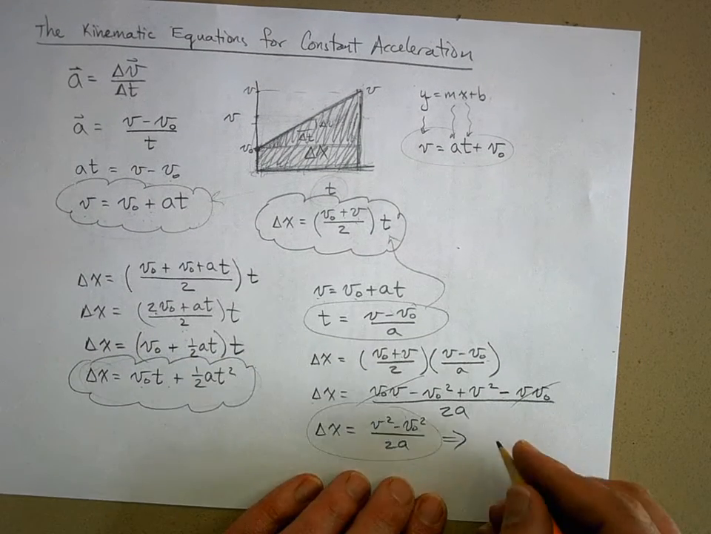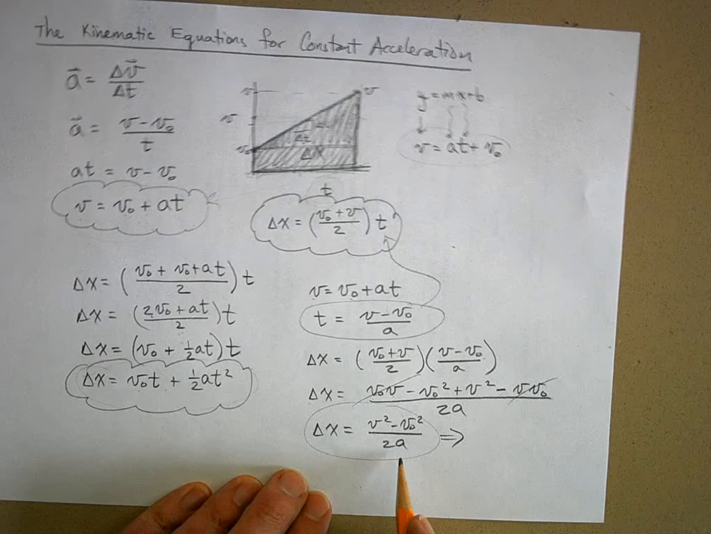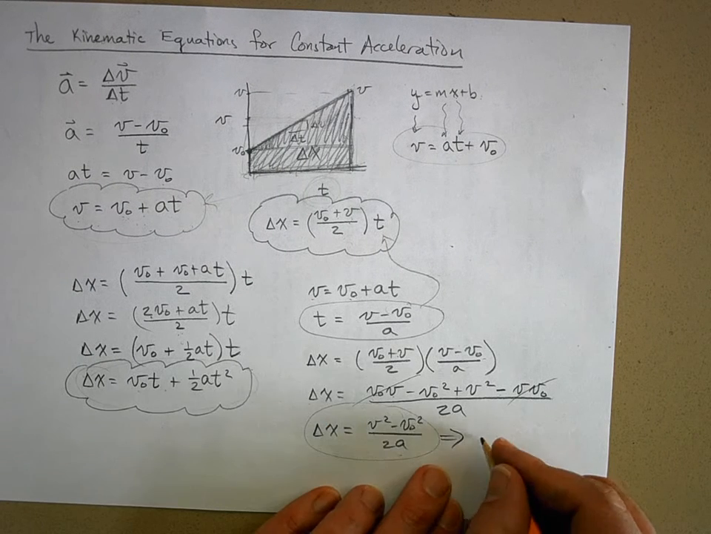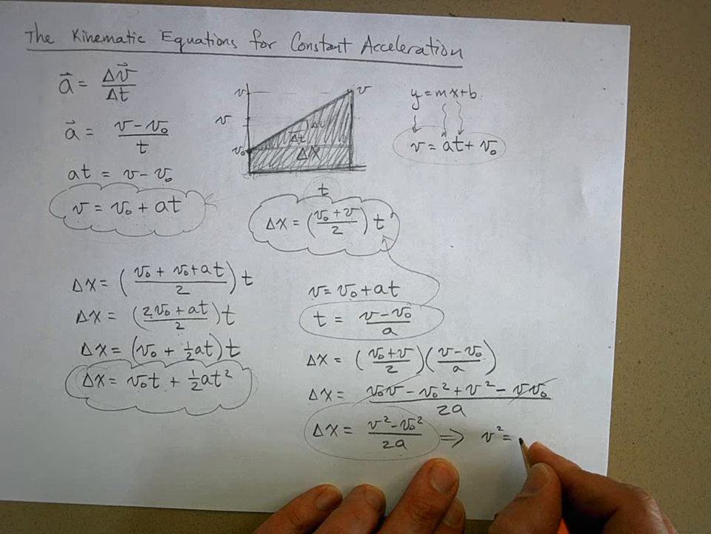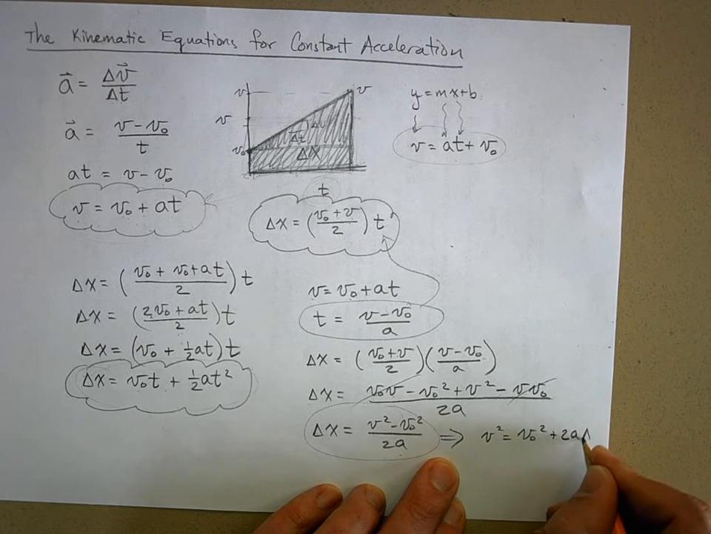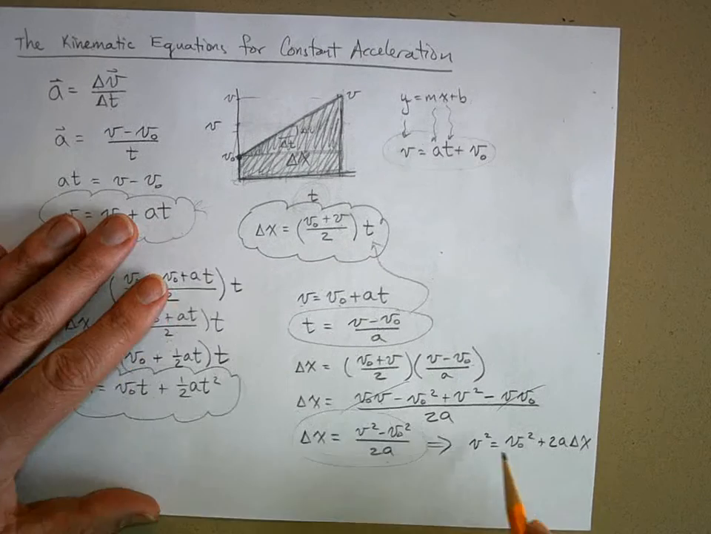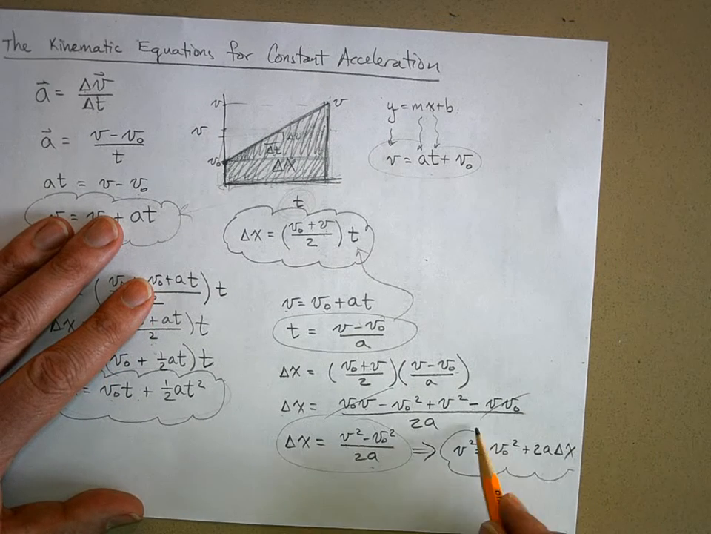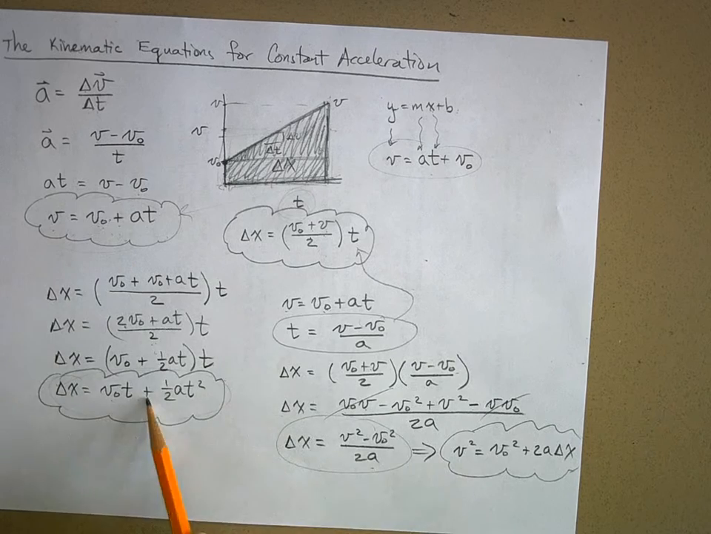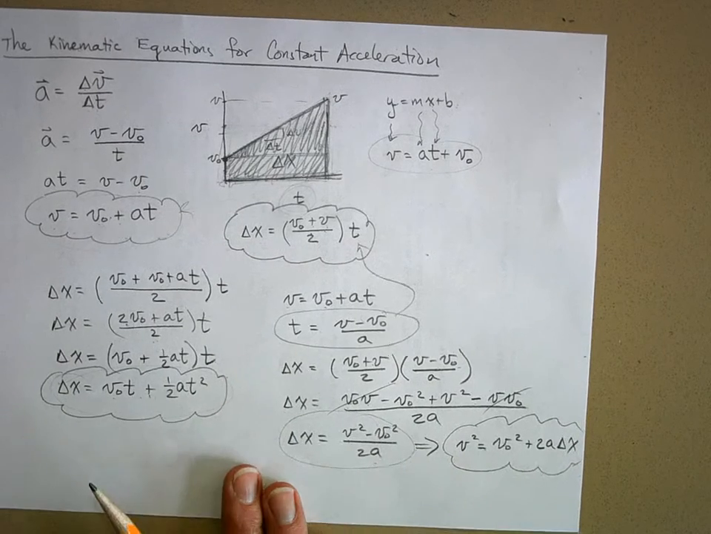If I solve this for v squared, well, multiply both sides by 2a and then add v naught squared to both sides. And I get v squared is equal to v naught squared plus 2a delta x. Now this is my fourth kinematic equation. Okay, so I've got 1, 2, 3, 4 kinematic equations here.